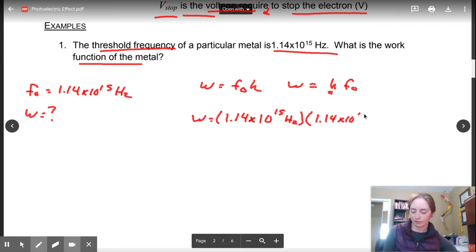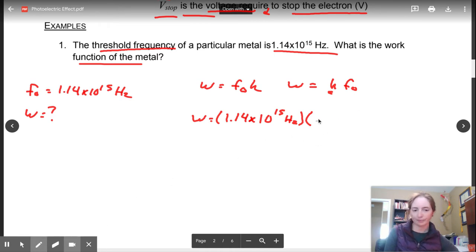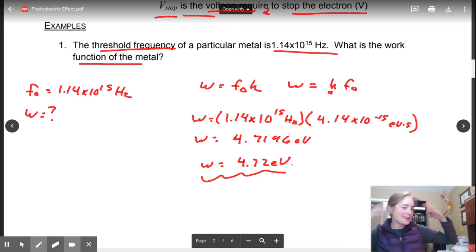It would really help if I would write things down properly. Okay, there we go. There's Planck's constant. Multiply our lovely values together. And of course, sig digs, as always, this one we want 3. So 4.72 electron volts. Nice little warm up for us. Get our brains stretching on Monday with a nice little easy calculation.